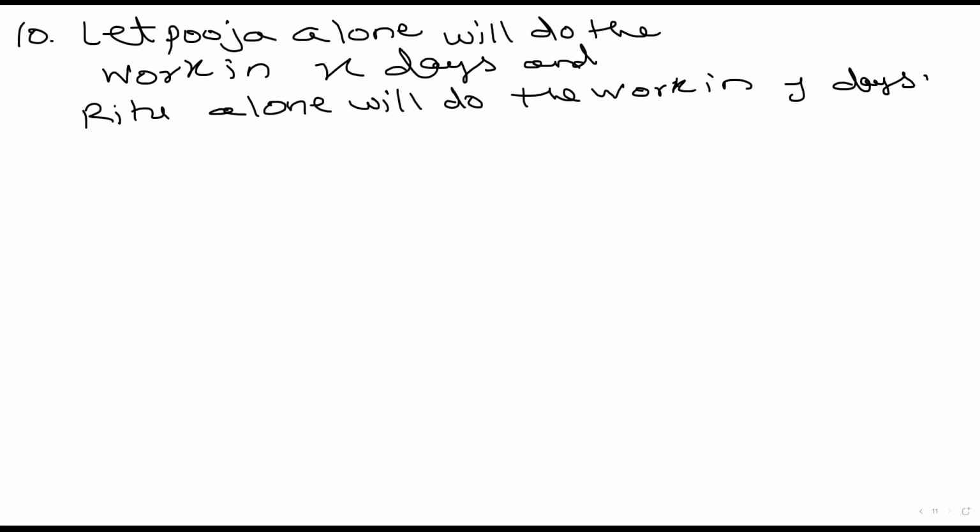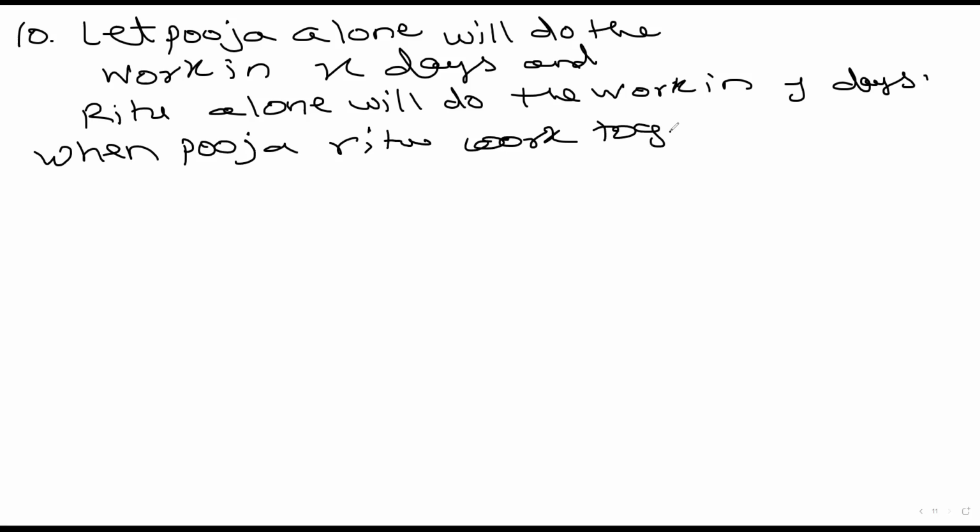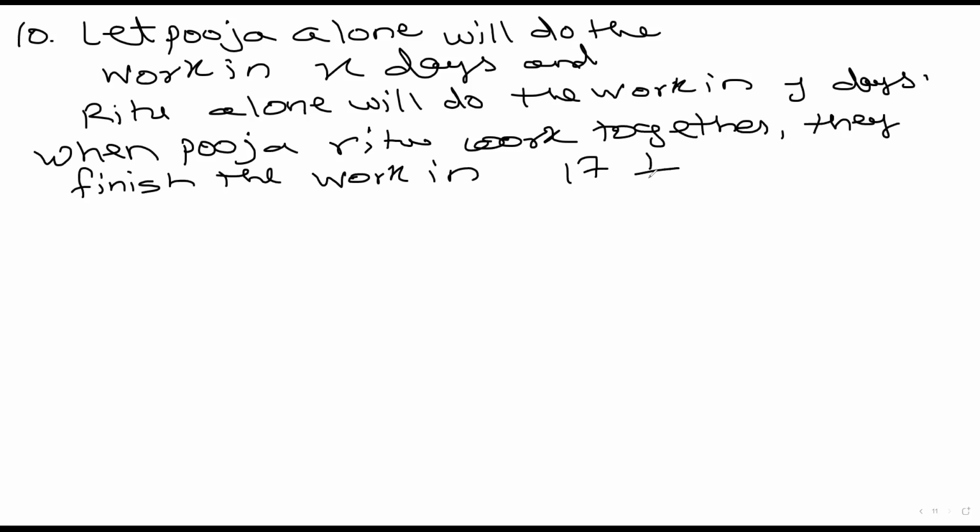17 integer 1/7 days. Okay, so write down, when Pooja and Ritu work together, they finish the work in 17 1 upon 7 days. So you cannot say x plus y. No, you have to take the reciprocals.